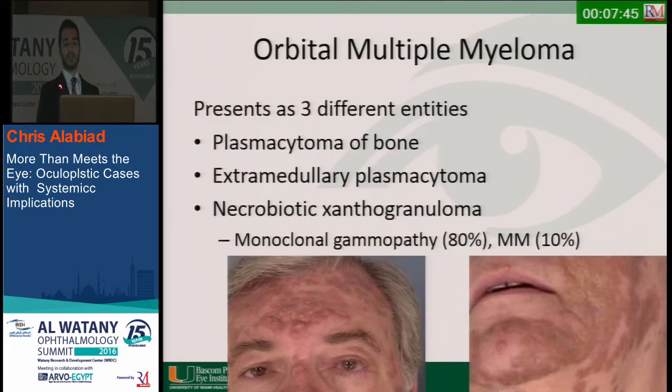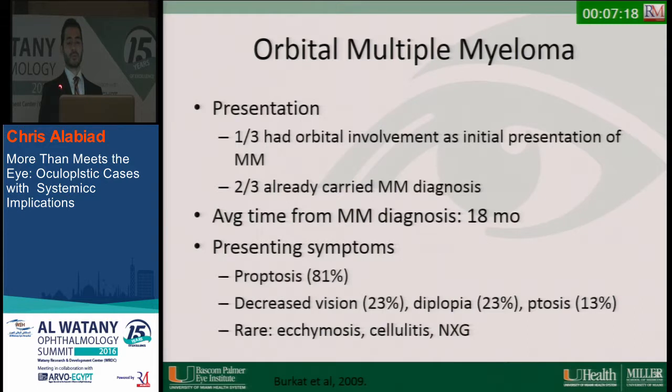And multiple myeloma within the orbit can present as 3 different entities. You can have a plasmacytoma of the bone, you can have an extramedullary plasmacytoma, or it can manifest as necrobiotic xanthogranuloma, which may have some other systemic findings as noted by these lesions on the patient's face. Usually the patients with necrobiotic xanthogranuloma may have a monoclonal gammopathy in 80%, or 10% of them may have underlying multiple myeloma. With regards to orbital multiple myeloma, 1/3 of the patients had orbital involvement as their initial presentation, while most of them had already carried a previous diagnosis.